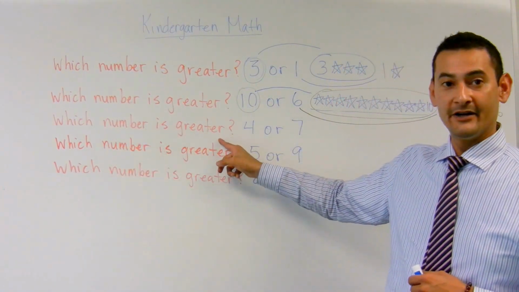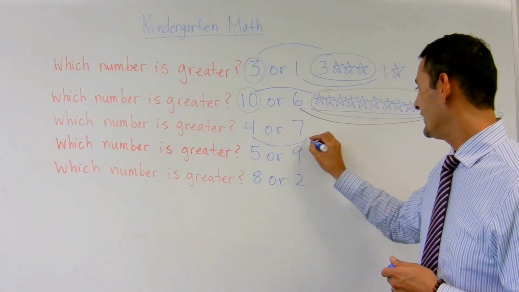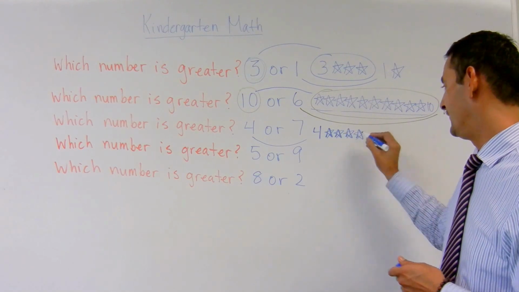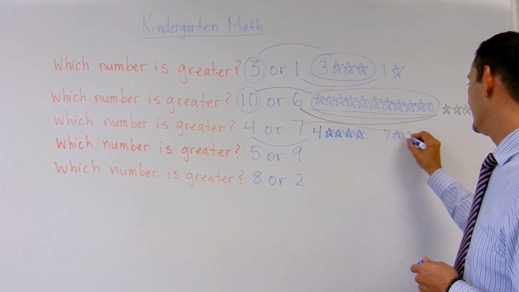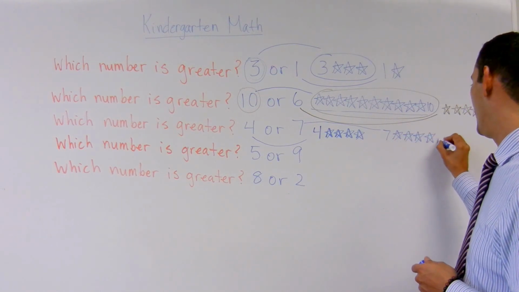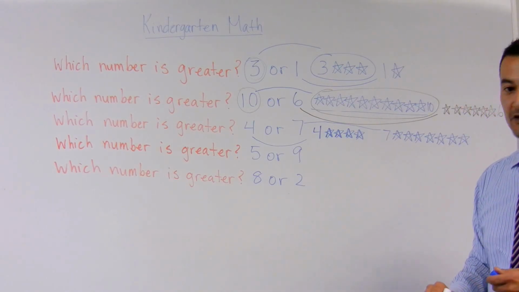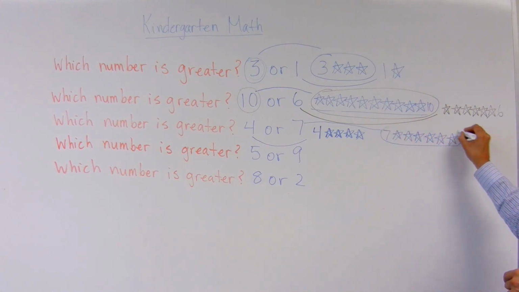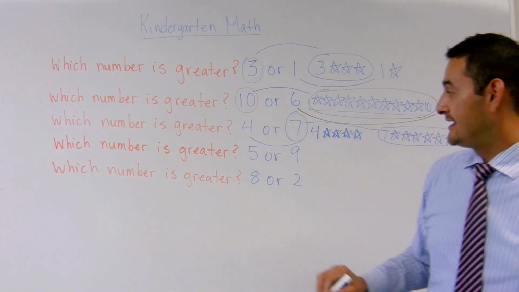Which number is greater, the 4 or the 7? Let's take a look. I'm going to move the 4 over here. 1, 2, 3, 4. Now I'm going to move the 7 way over here. 7. 1, 2, 3, 4, 5, 6, 7. So which number looks greater to you, the 4 or the 7? You are absolutely correct again. It is the 7. 7 is the greater number. So I'm going to circle the 7. Now let's take a look at the next one.